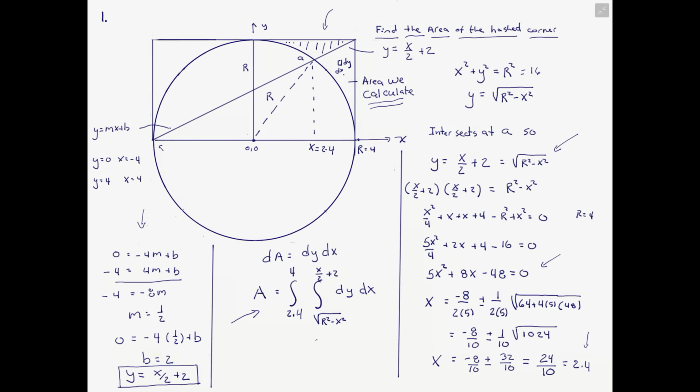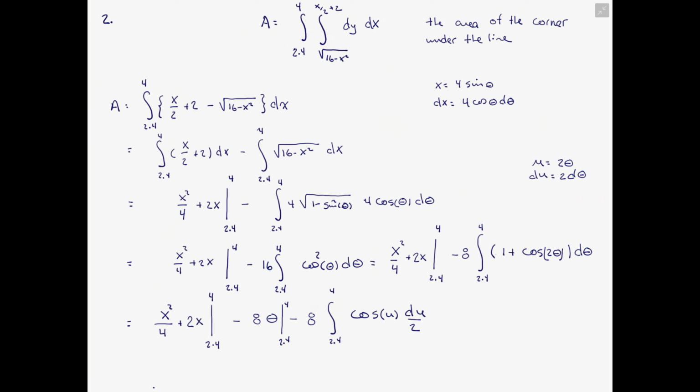So in the y direction, I'm integrating from the circle, the square root of r squared minus x squared, to the line, the upper limit of integration, x over 2 plus 2. And then in the x direction, I'm integrating between x equals 2.4 and 4. And so I have my integral. Now, it's a double integral.